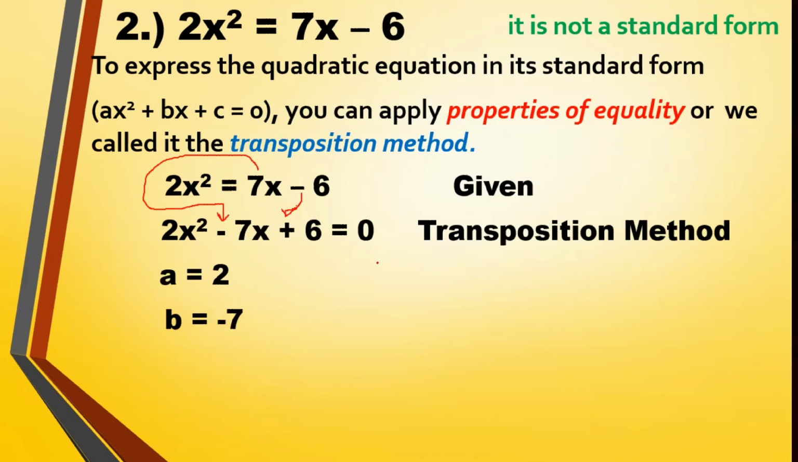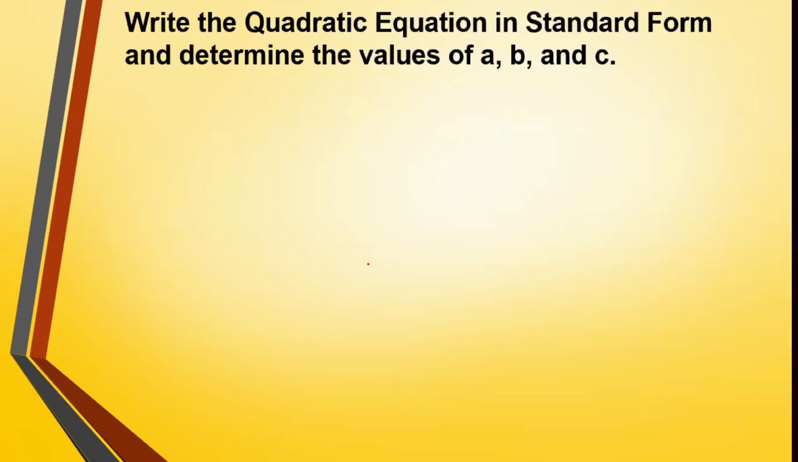How about the value of C? 6. Yes, +6. A is always the coefficient of the first term, which is 2x squared. B is always the coefficient of the second term, which is the linear term, which is -7x. So we only take the numbers. And C is always the whole number, which is 6. Any question about example number 2? None. Okay, if there are no more questions, let's proceed to example number 3.